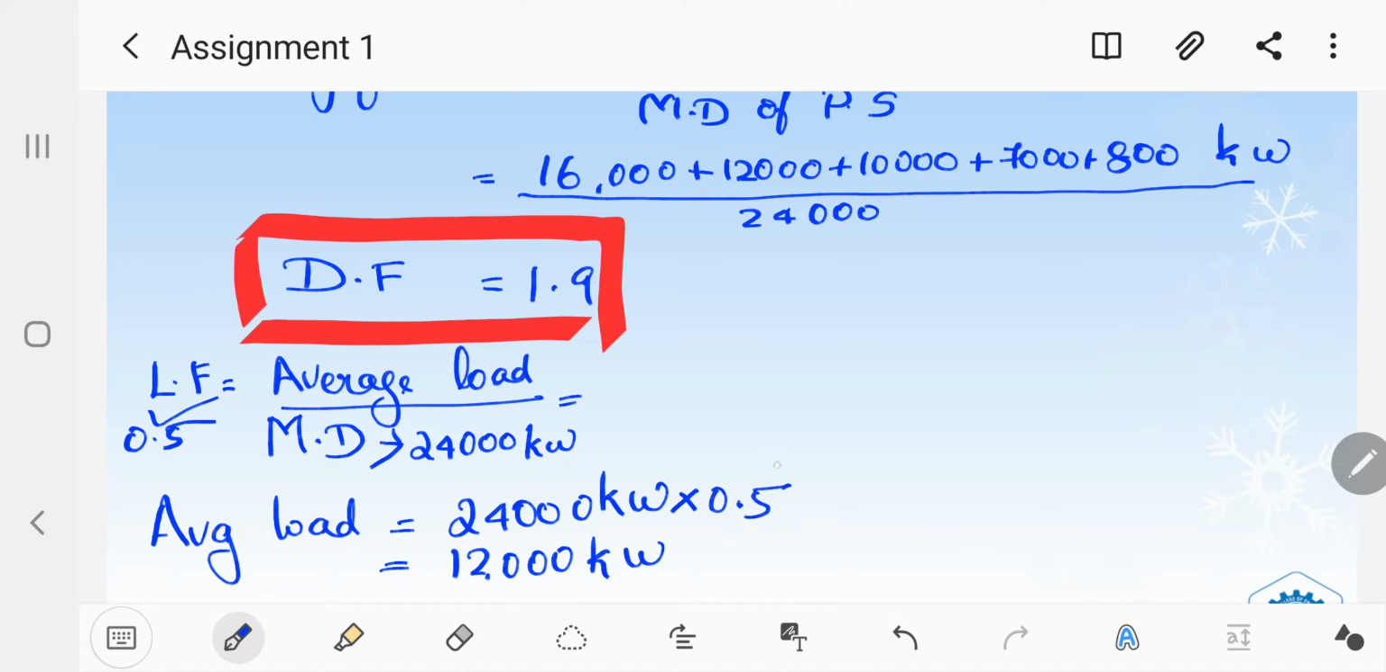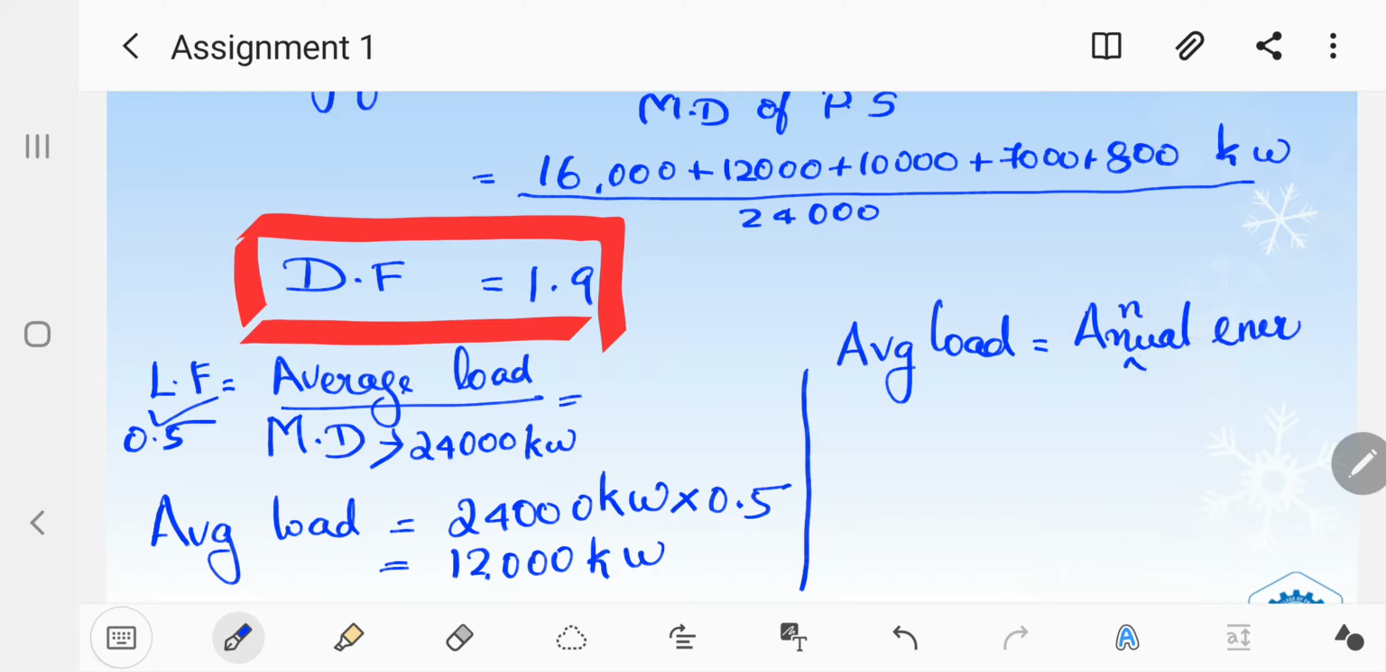Now, our actual question is to find the annual energy being supplied. So how can we find it? Just like we did in the previous case, average load means annual energy supplied divided by the hours in a year. That means 8,760 hours.